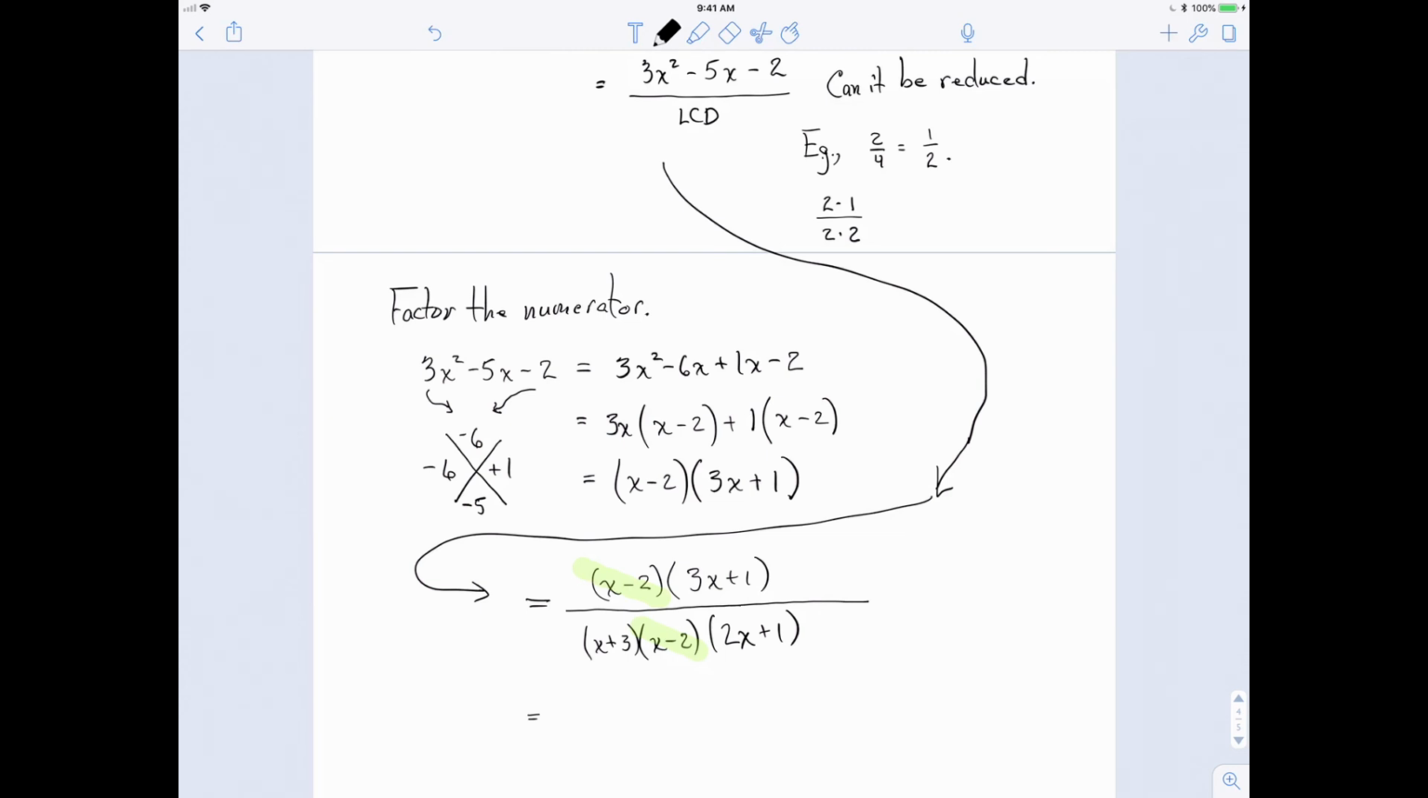So our final answer is 3x plus 1 over x plus 3 times 2x plus 1. And now we're done. And that is how you add rational expressions with unlike denominators.